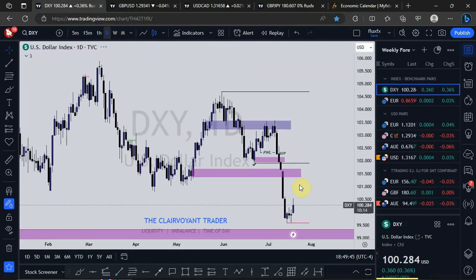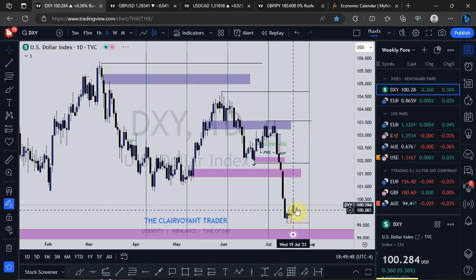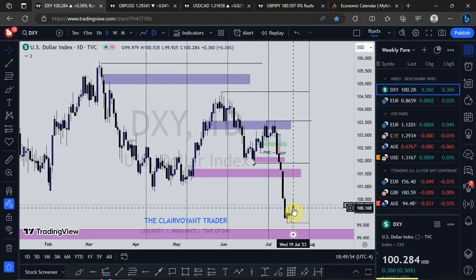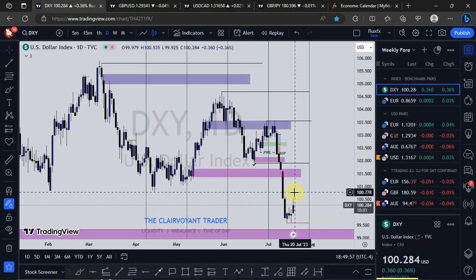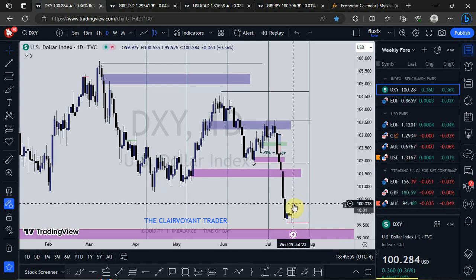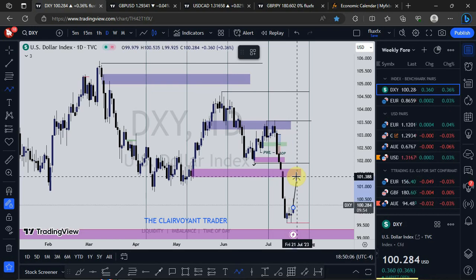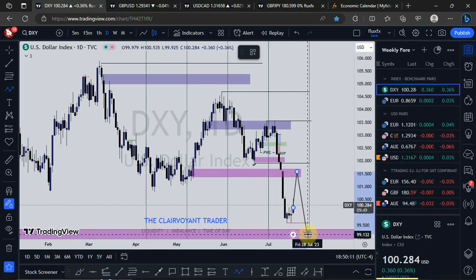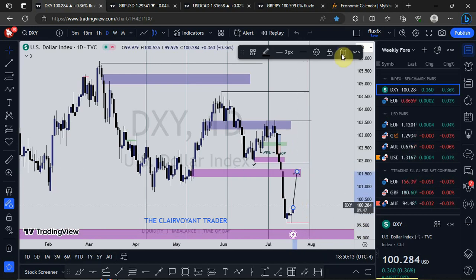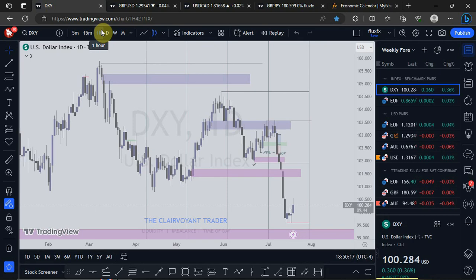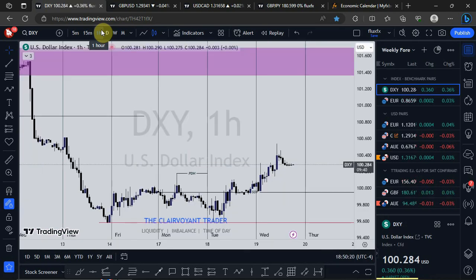Just as you can see for now, since price is showing us signs of moving to the upside, I will expect to see price now shoot to the upside like this way before we see price finally tapping into the weekly fair value gap right here. So far as tomorrow is concerned, I'll be looking out for bullish prices on the dollar index.